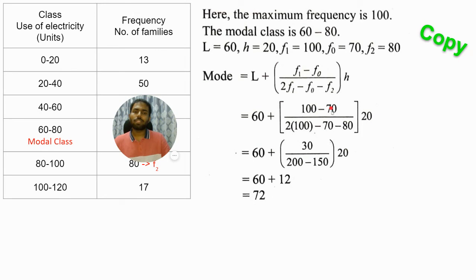So 100 minus 70 is 30, which comes in numerator. 2 into 100 is 200, so which comes here. Minus 70 minus 80 is minus 150. So 200 minus 150 is 50, right? So 30 upon 50 multiplied by 20. So this becomes 3 upon 5, and 5 will get cancelled. 5 ones are 5, 5 fours are 20, so 3 fours are 12. 12 will come here, right?